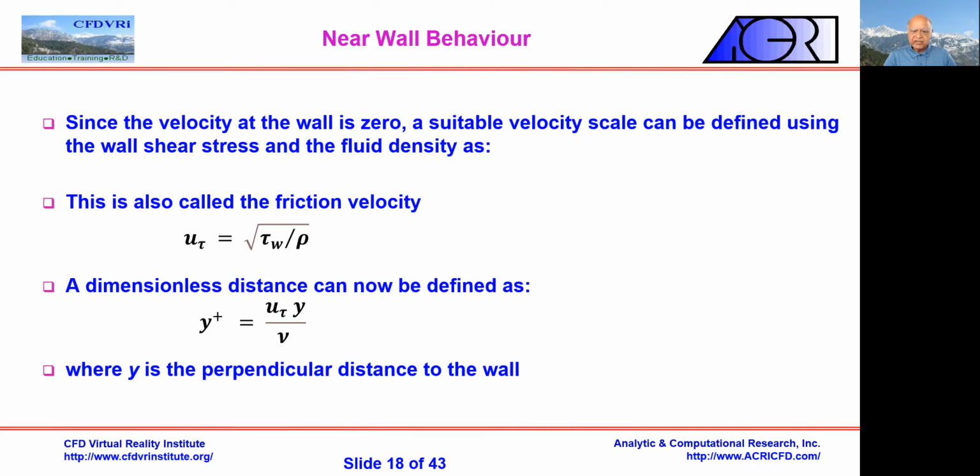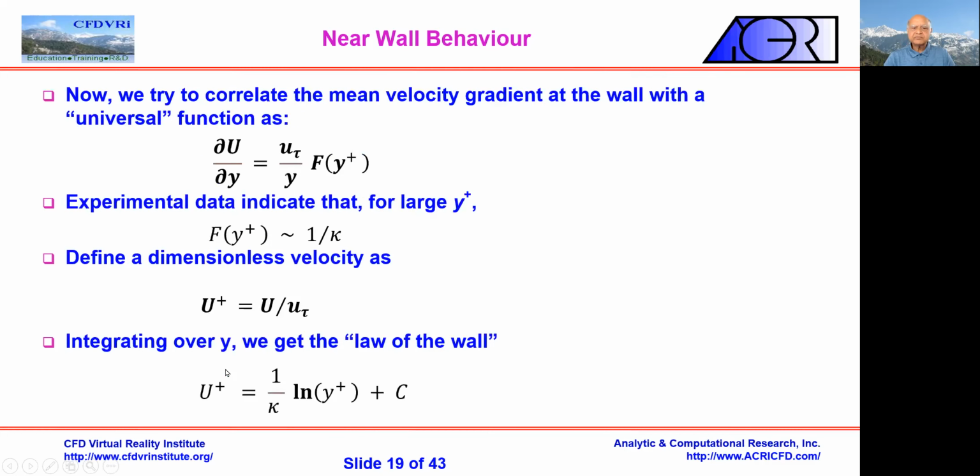Now we can use this friction velocity to non-dimensionalize our distance. So the non-dimensional distance is y plus, which is u tau, the velocity, times y over viscosity. Of course, in many situations, you'll also see a u plus. U plus is nothing but u over u tau. That's a non-dimensional velocity. y is the distance perpendicular to the wall.